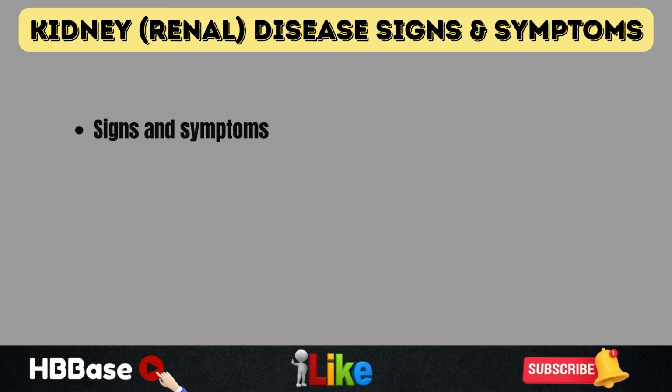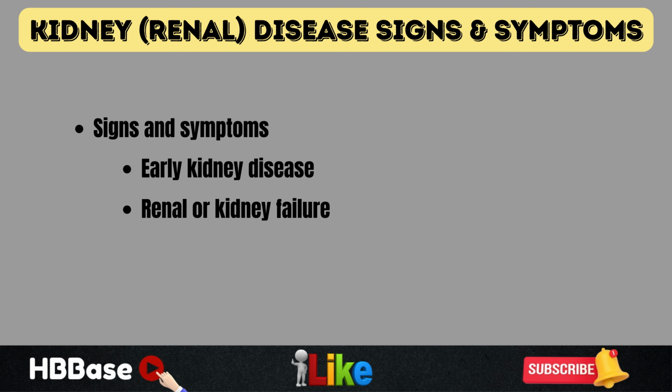In this video, we will talk about the signs and symptoms of kidney disease, also known as renal disease. We're going to talk about a wide variety of signs and symptoms we can see with early kidney disease, all the way up to renal or kidney failure. The first one I want to talk about here is urination changes.